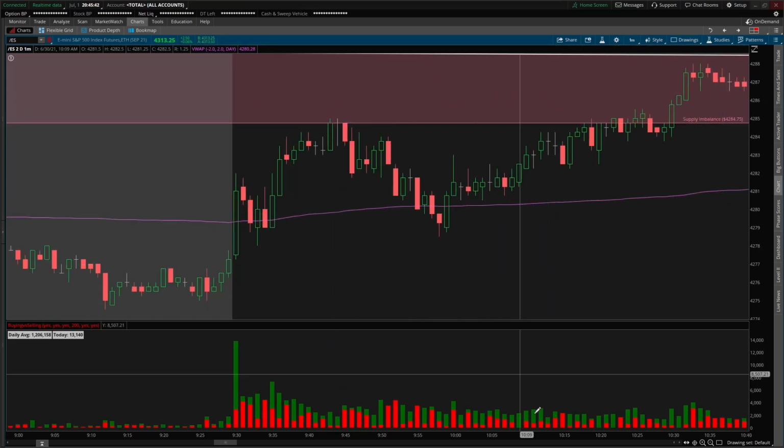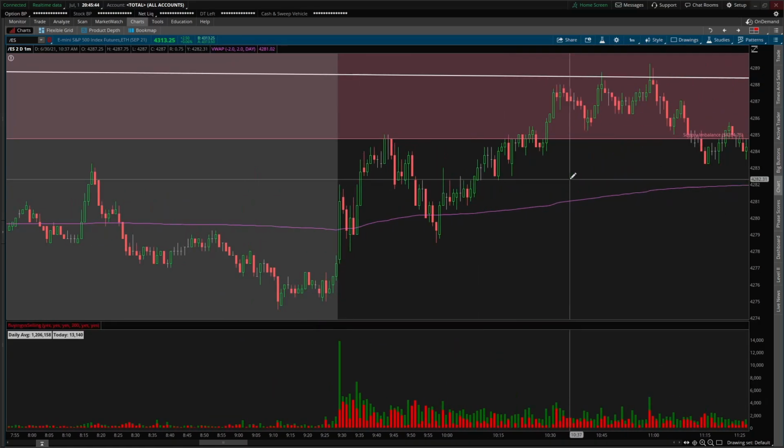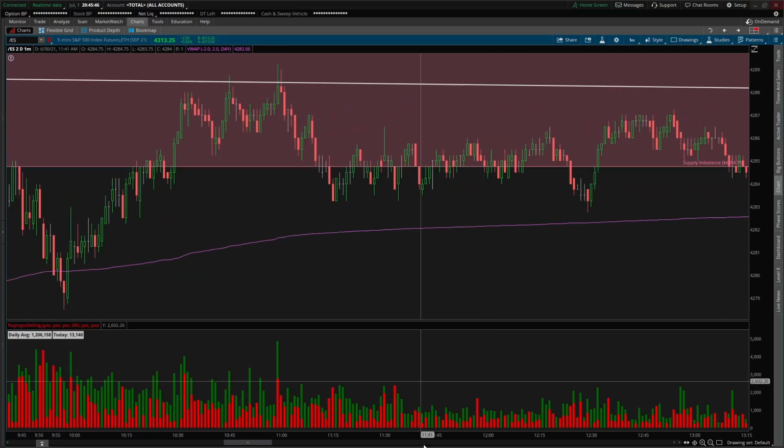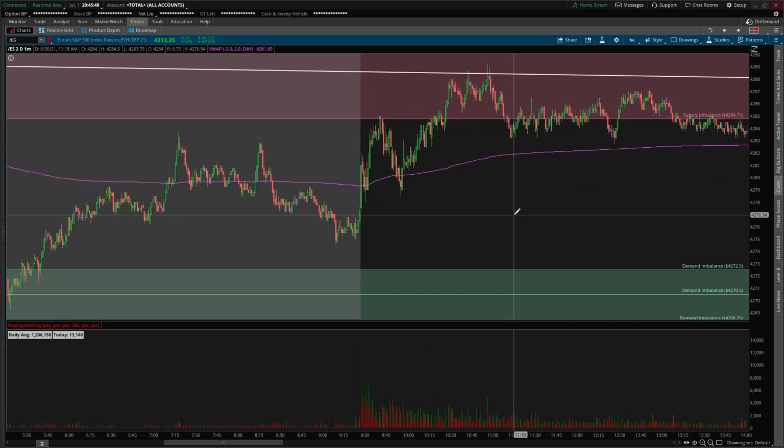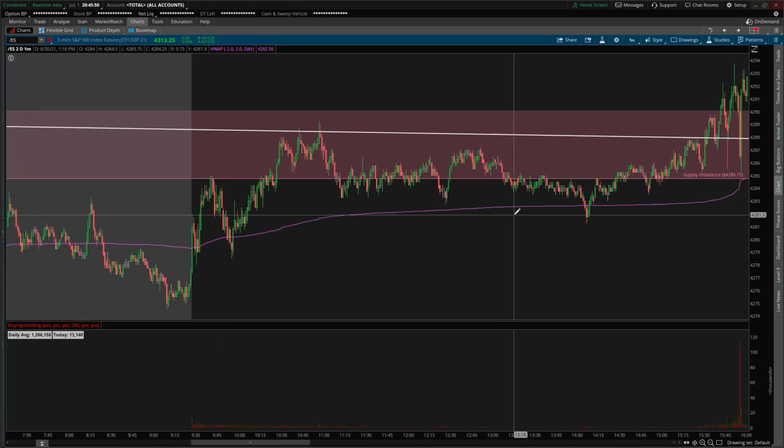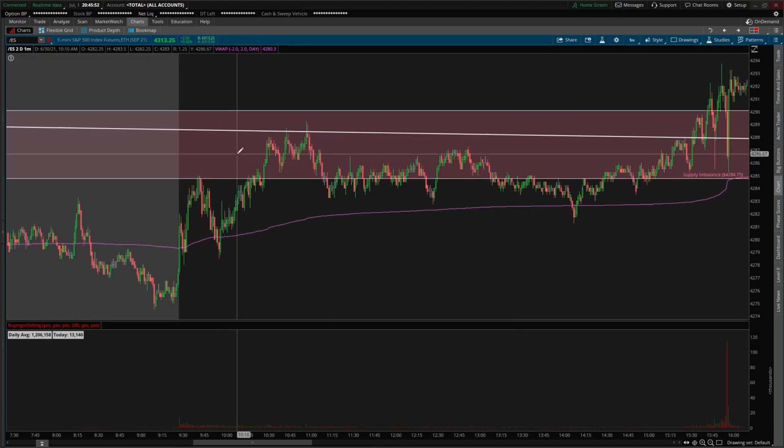But if you got 6 points out of that, it was valid for a scalp. We did rally, and then pretty much all afternoon we traded sideways. There was not any valid trades on this. Very low volume, very low volatility.